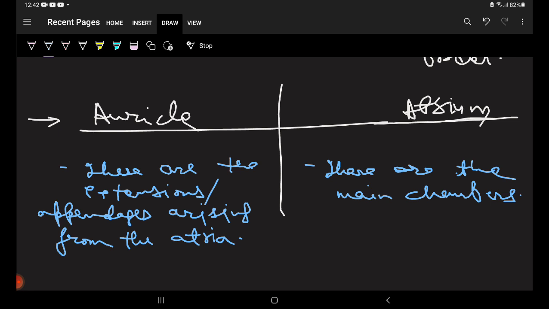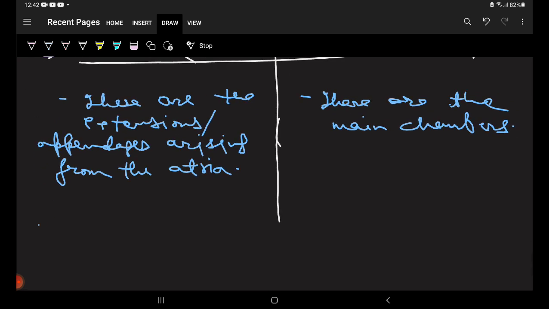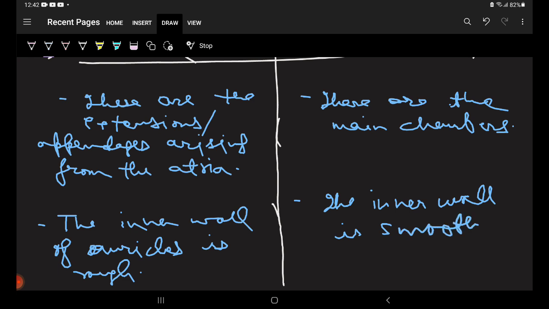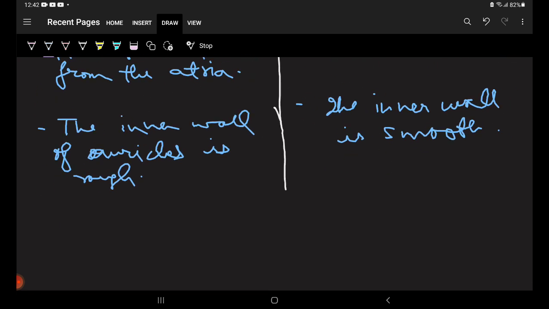Okay, so let's move on to the next point. That is that the inner wall of auricles is rough. Okay, and here the inner wall is smooth. Why are the inner walls rough?